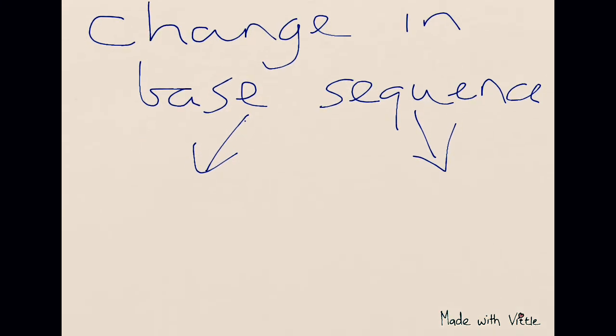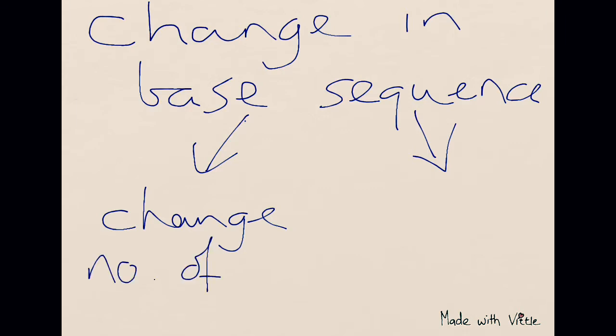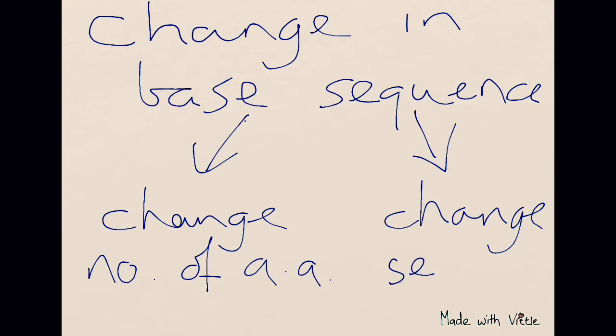So if we move this up, let's have a look. The change in the base sequence can cause two effects on the protein. One is to change the number of amino acids in the protein. And the other thing that it could do is to change the sequence, or the order, of those amino acids. So change the sequence of amino acids.